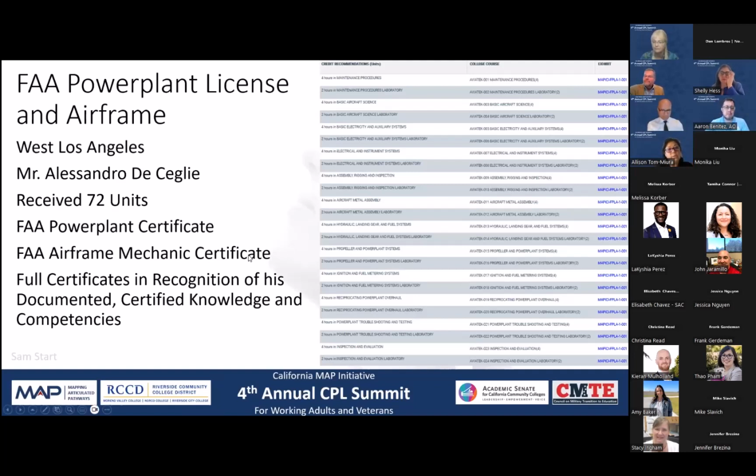So just this one screen on our federal aviation power plant license and our airframe mechanic licenses. So those are 2 separate licenses. We did have a student who has an active FAA license, both of those licenses. He had also completed all of his general ed at West LA College. So we awarded his 2 certificates, and he applied them actually to a degree. Graduated in June and is teaching for a competitor.